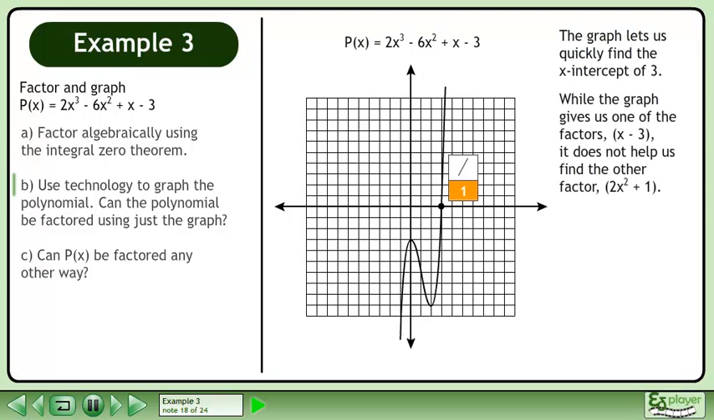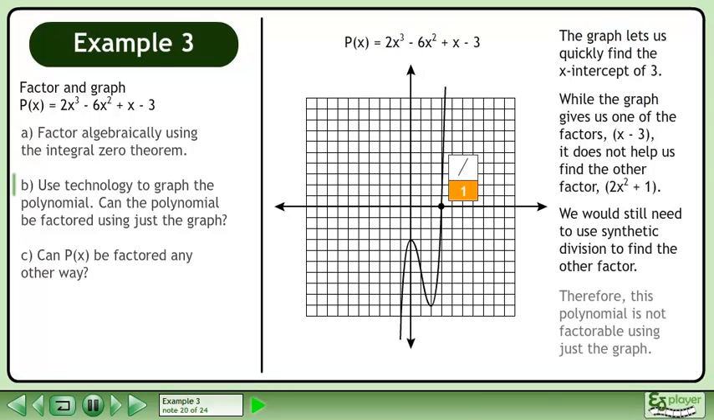While the graph gives us one of the factors, x minus 3, it does not help us find the other factor, 2x squared plus 1. We would still need to use synthetic division to find the other factor. Therefore, this polynomial is not factorable using just the graph.